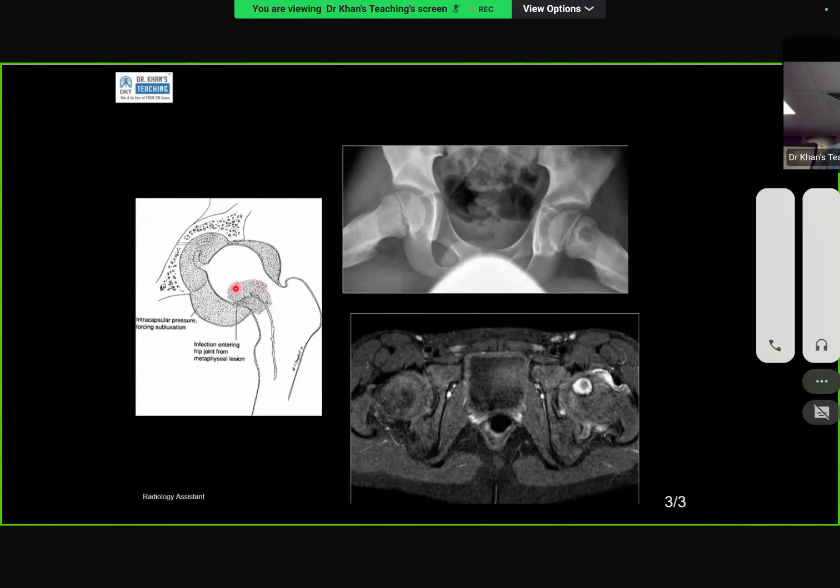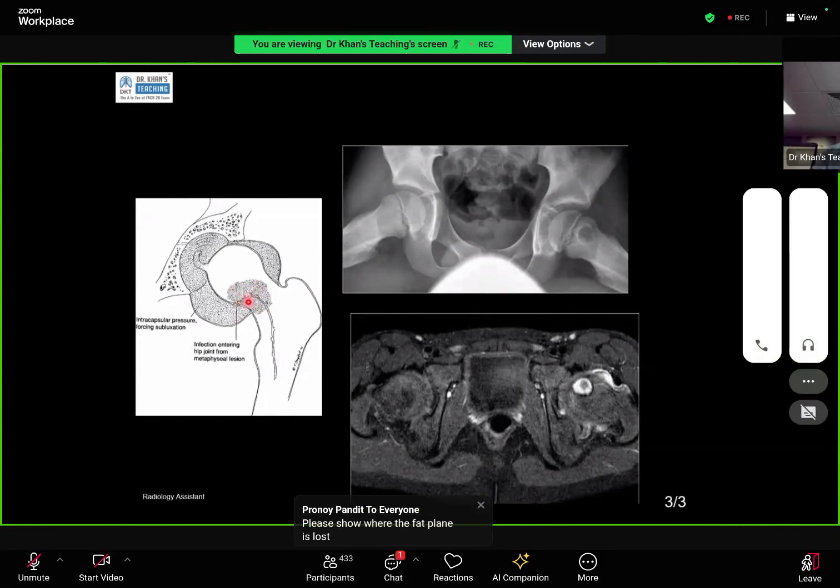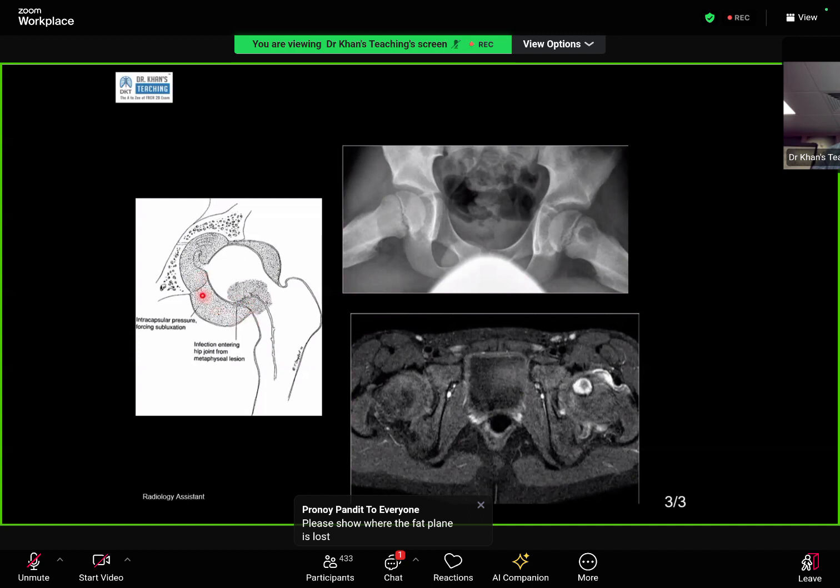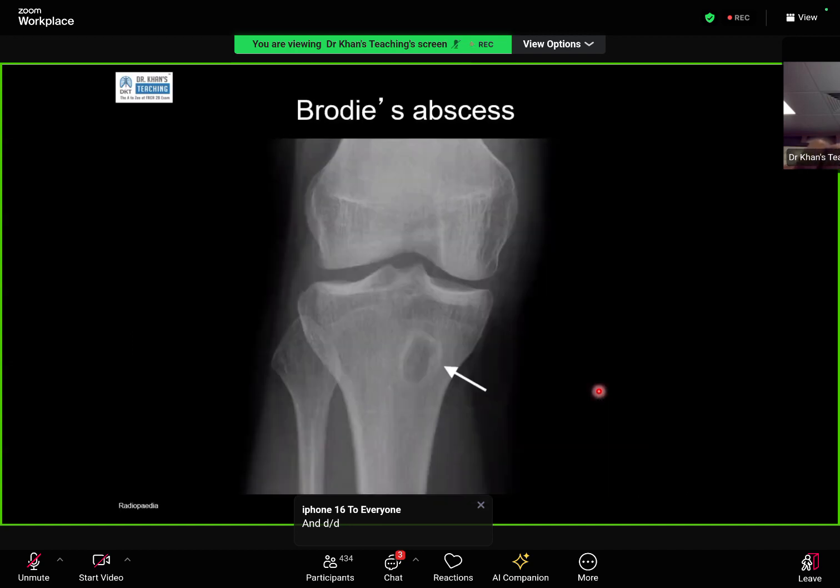This is what happens in osteomyelitis. With that, there is effusion, and radiologically speaking, this is the bulge which you can see, and the capsular bulge which I pointed out on the previous film. Brodie's abscess per se can be at other locations. It is usually metaphyseal, but please remember it can extend to the epiphysis, so it can be subarticular also.